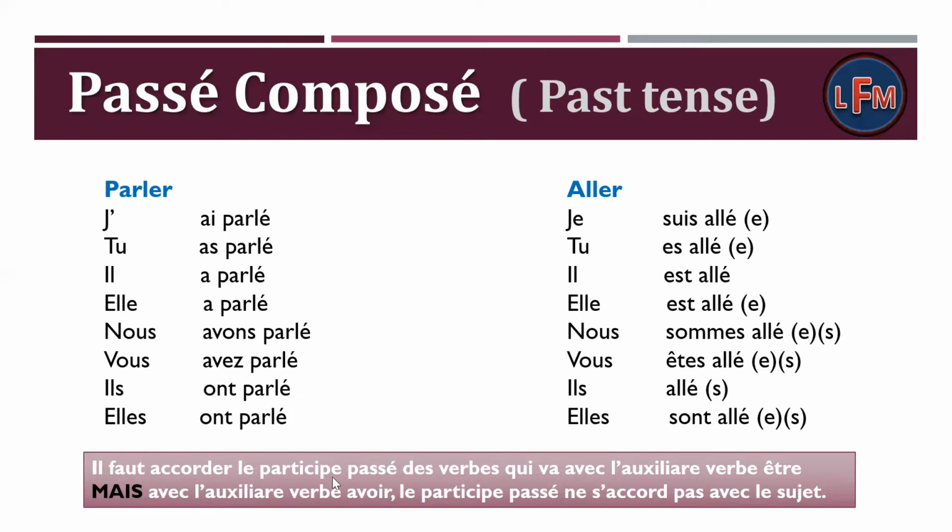Il faut accorder le participe passé des verbes qui vont avec l'auxiliaire verbe être, mais avec l'auxiliaire verbe avoir, le participe passé ne s'accorde pas avec le sujet. Means it is necessary to accord the participe passé of the verbs which go with auxiliary verb être. But with auxiliary verb avoir, the participe passé of the verb will not be accorded. So it is important to accord the verbs which go with être, otherwise it will be incorrect.